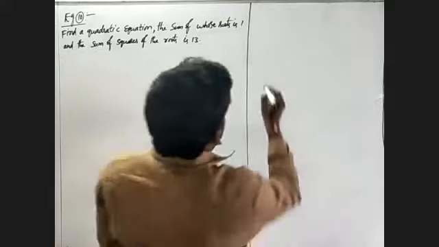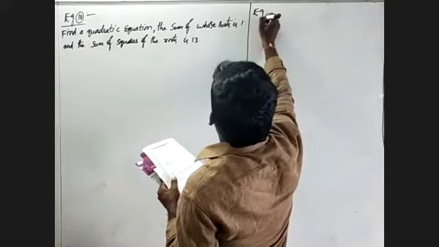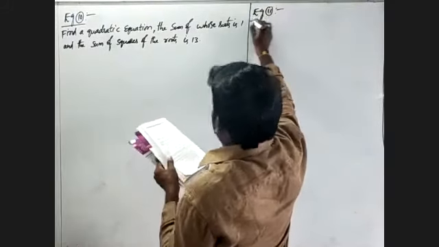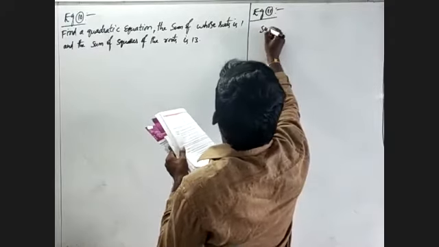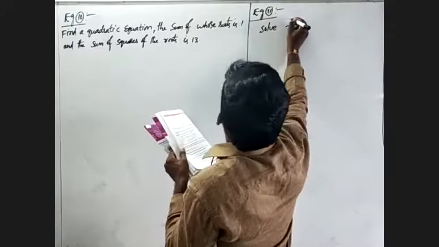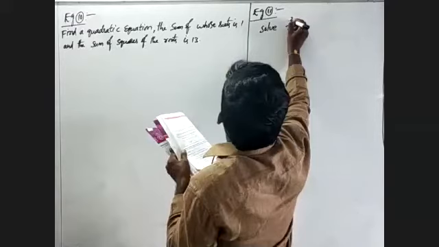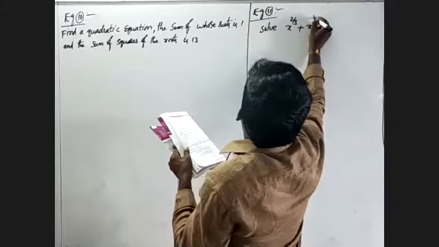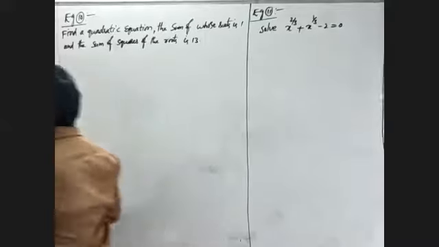Now I am going to example 11. What I am asking in example 11: solve x power 2 by 3 plus x power 1 by 3 minus 2 is equal to 0.